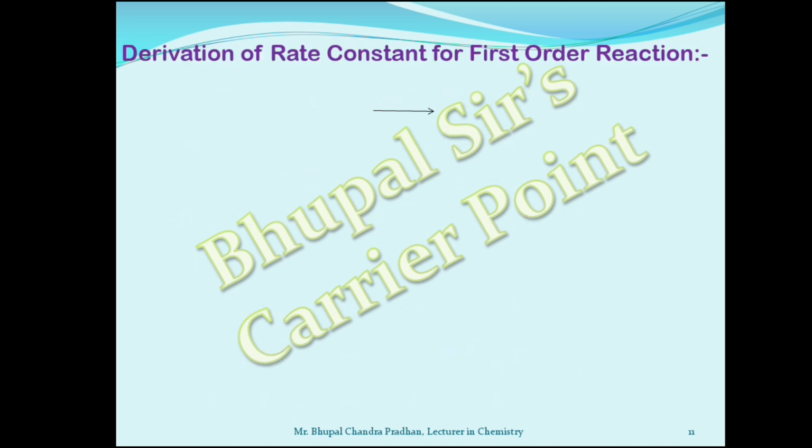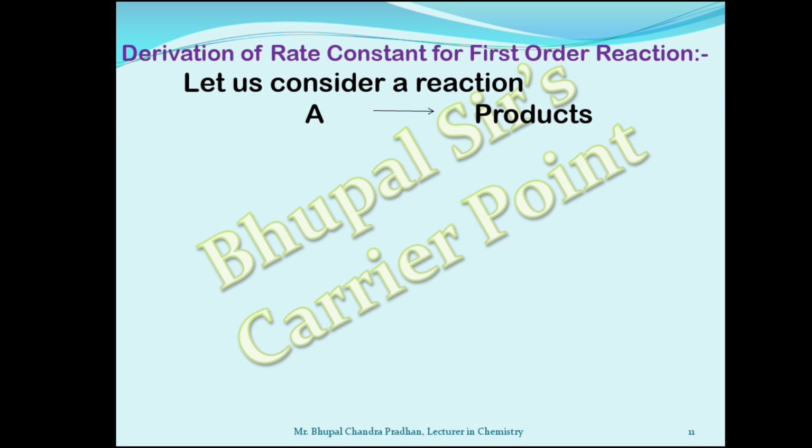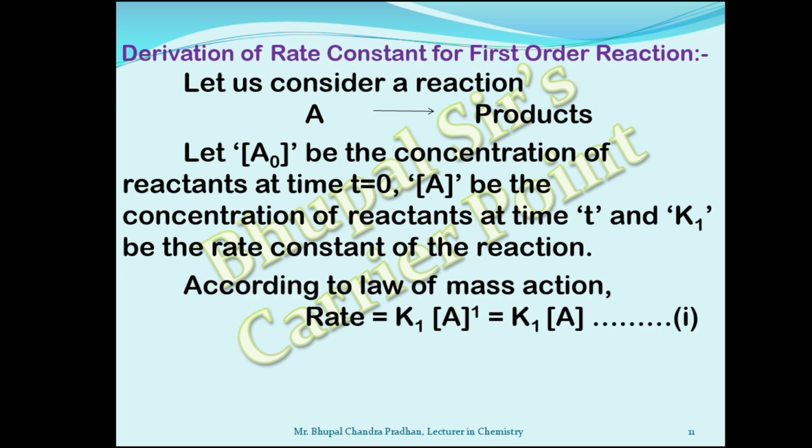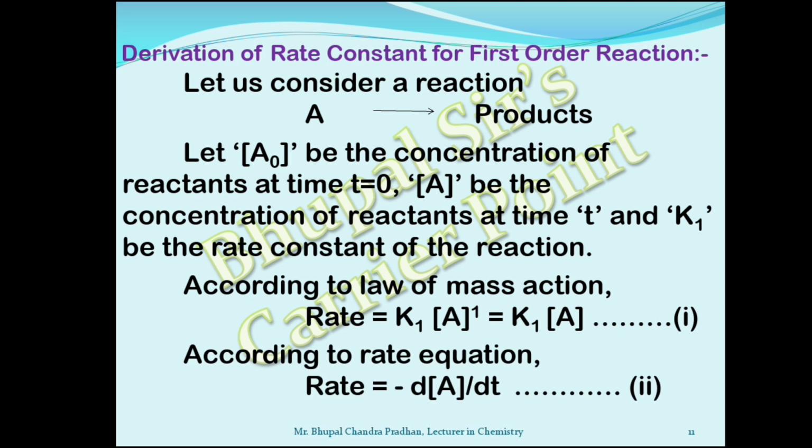Now let us come to the derivation of the rate constant for a first order reaction. Let us consider a reaction: A gives product. Let A0 be the initial concentration of the reactant at time t equal to 0, A be the concentration of reactant at time t, and K1 be the rate constant of the reaction. According to the law of mass action, rate is equal to K1 into concentration of A to the power 1, which implies rate is equal to K1A. Similarly, according to the rate equation, rate is equal to minus dA by dt.